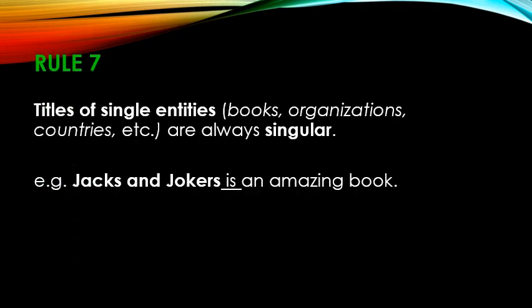Rule number 7 says that names of books, organizations, countries will always be singular. For example, Jacks and Jokers is an amazing book. Harry Potter series is my favorite series. So in that case, it was always used as a singular subject.